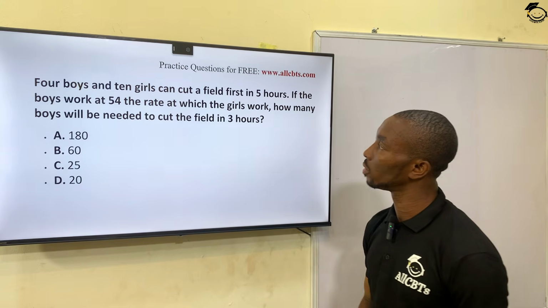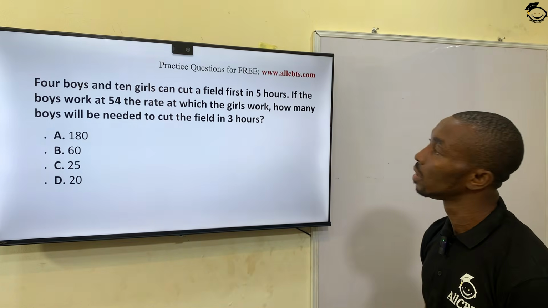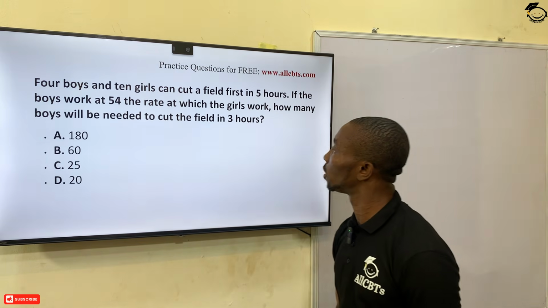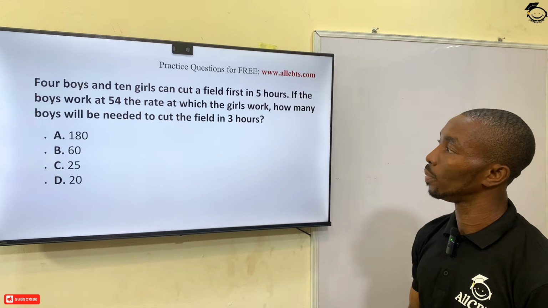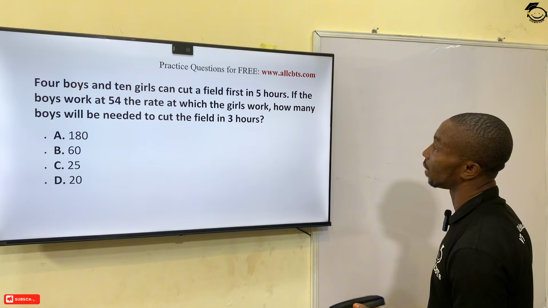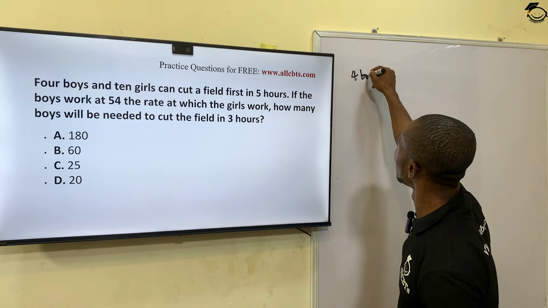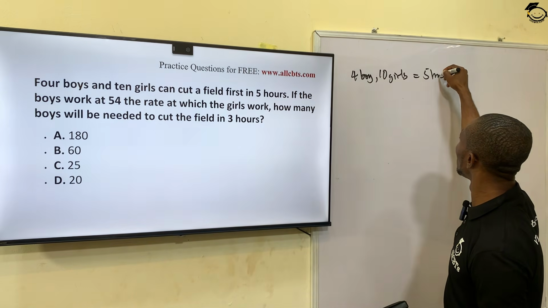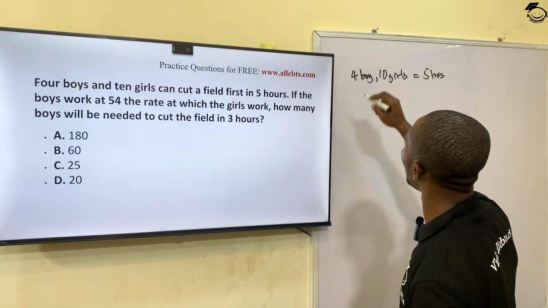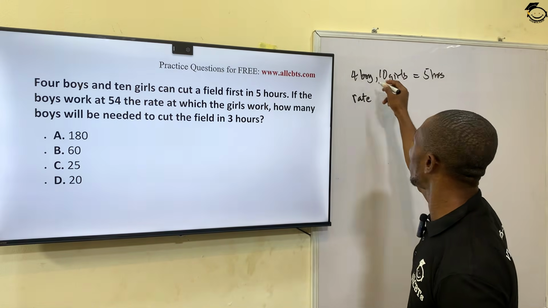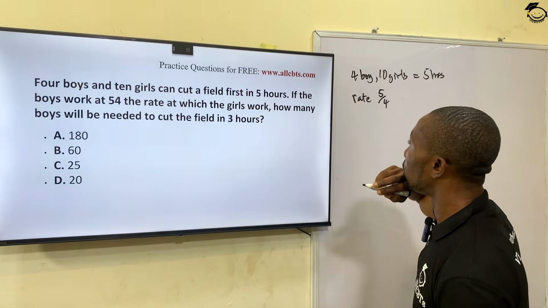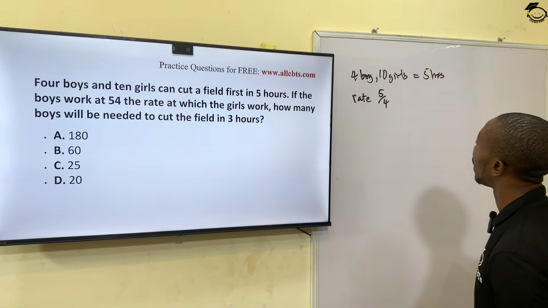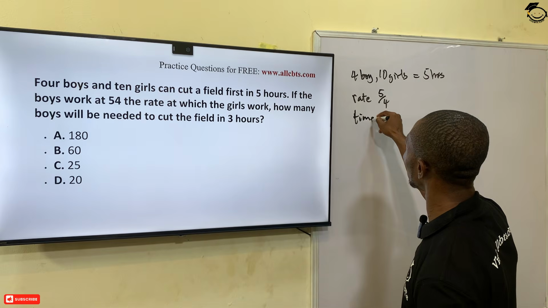4 boys and 10 girls can cut a field in 5 hours. If the boys work at a rate of 5/4 that at which the girls work, how many boys will be needed to cut the field in 3 hours? Now, we have 4 boys and 10 girls working for 5 hours. And the rate for the boys to the girls is 5/4. How many boys will be needed to cut the field in 3 hours? So our new time will be 3 hours.